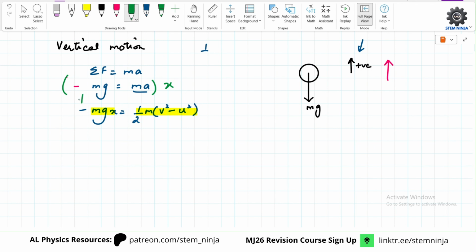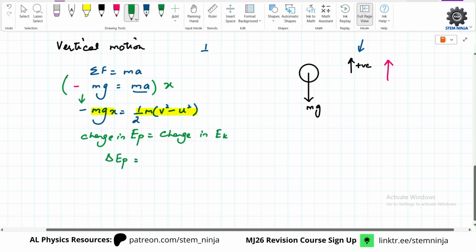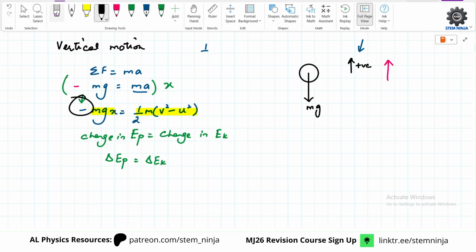But what does this sign represent over here? So let's first write it. Change in EP equals change in kinetic energy. So delta EP equals delta EK. But let's focus on what this sign represents. The sign has an important job over here.